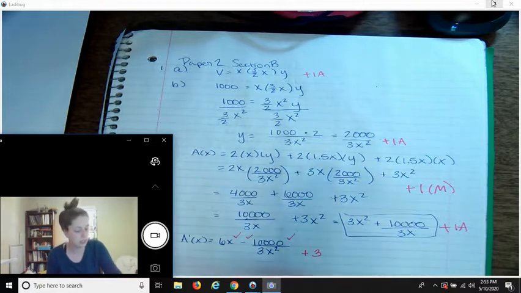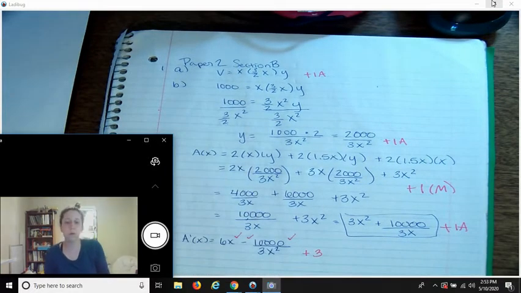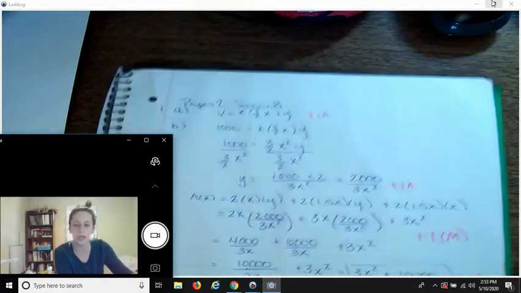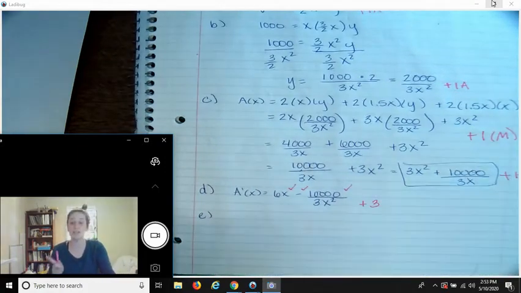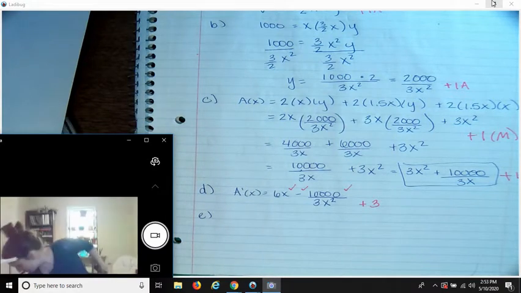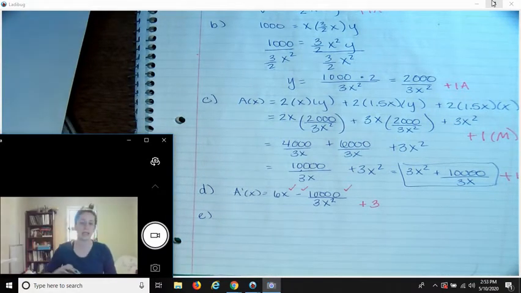Part E, find the value of x which makes A of x a minimum. So this one is a little bit more complicated than I think it should be. Actually, no, it's not, because this is calculator active. I kept forgetting that and consistently do that a lot.